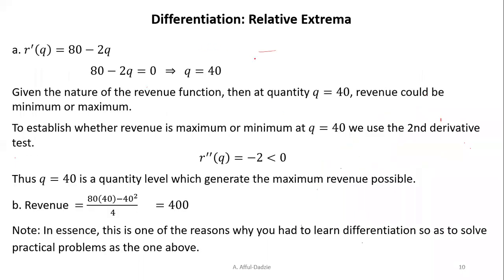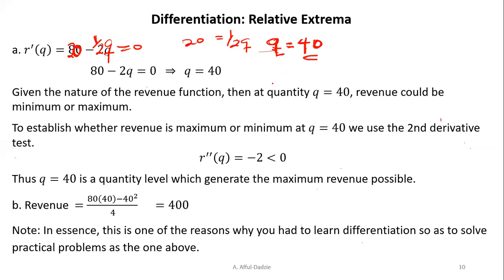Let's solve for Q. R prime of Q, which is 20 minus 1 over 2Q, should be equal to 0. So we can just do 20 equals 1 over 2Q, and we solve for Q. So Q will be equal to 40. So we are assuming that at quantity 40, we would be making the highest possible revenue.